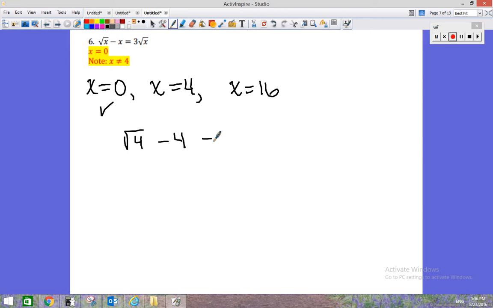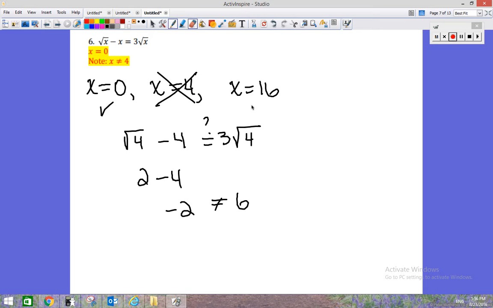On the left hand side here, we have the square root of 4 minus 4, and the question is, is that equal to 3 times the square root of 4? Well, on this side you have 2 minus 4, which is a negative number, and there's no way this square root's ever going to be a negative number. We got 3 times 2, which is 6. These are not equal to each other, so this is extraneous.